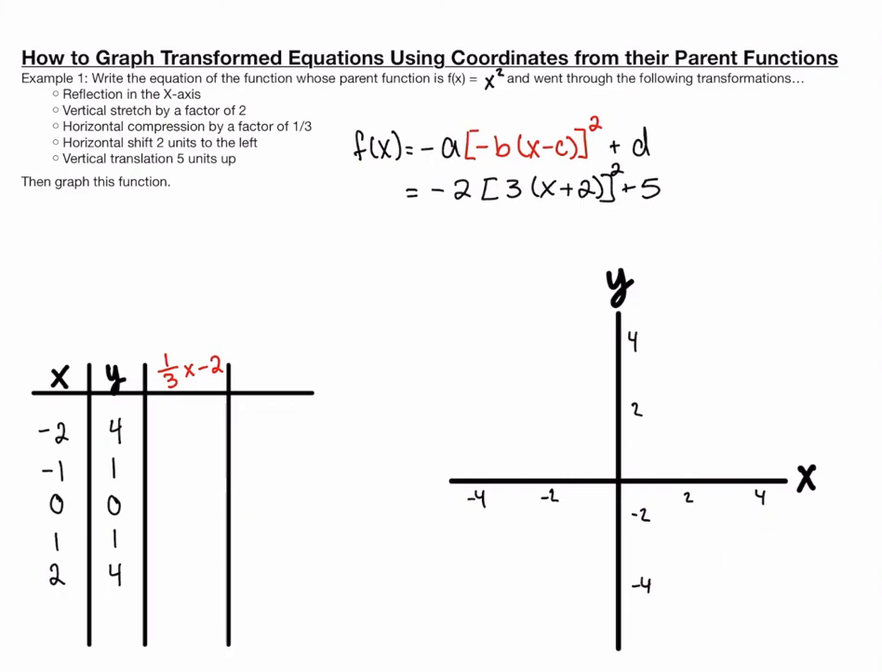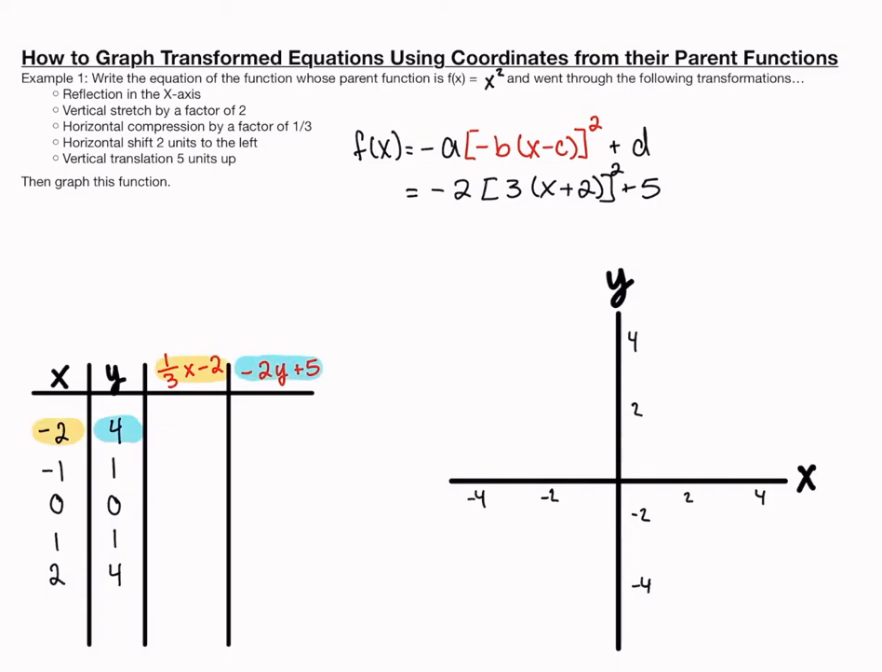Anyways, other things affecting my y are the vertical stretch by a factor of 2 and the vertical translation 5 units up. So I'm going to multiply my y by -2 for the reflection and the stretch, and I'm going to be adding 5 for the vertical translation. Now that we have this, we're ready to transform our parent function coordinates.